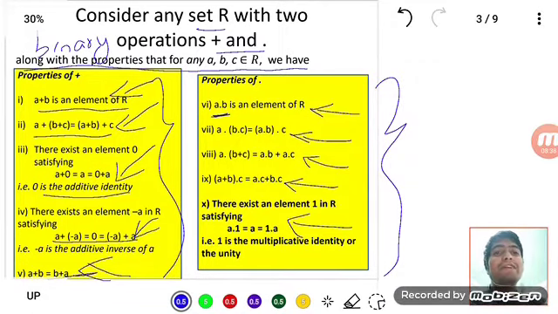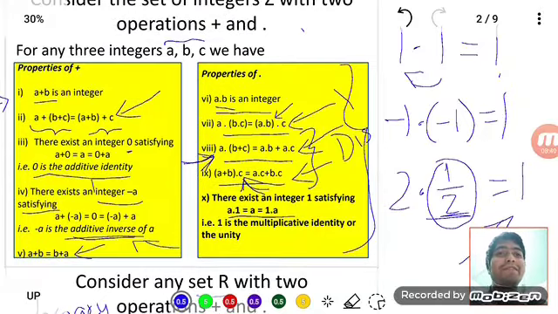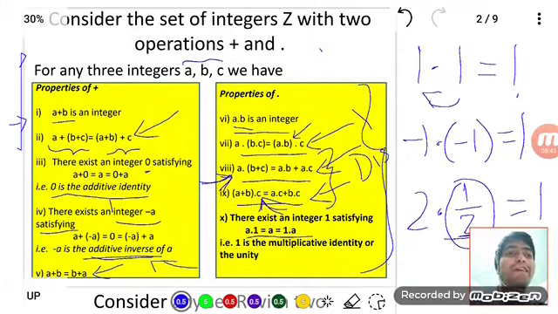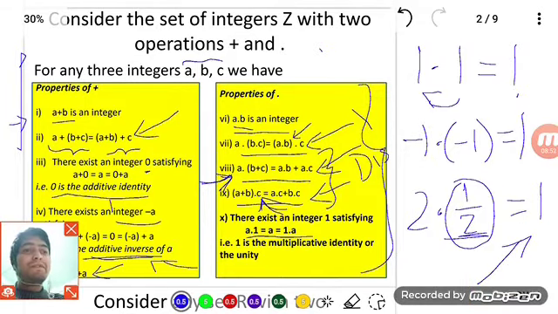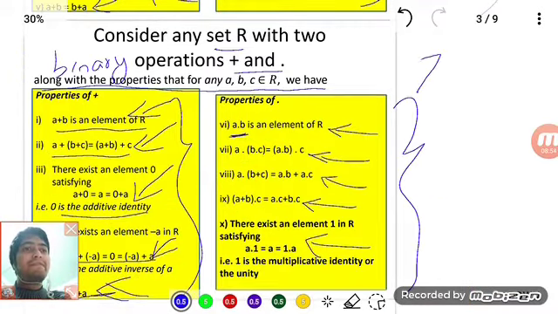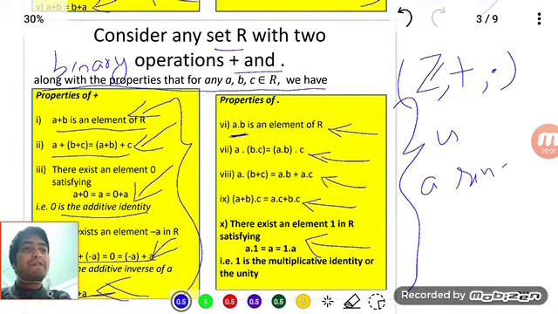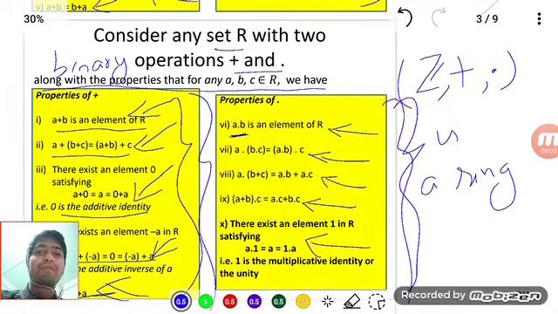The example that we are having now is of course the set of integers. The set of integers satisfies all the properties, so if you have to give an example, we will say that Z, plus, dot is a ring. It is a ring because all the 10 properties are satisfied.